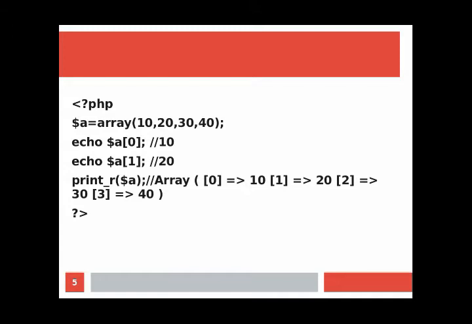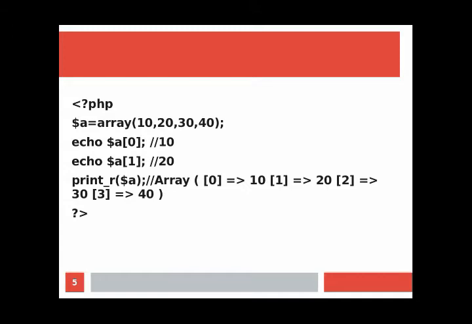Then we'll print the first element with echo $a[0]. So it will print 10. Here 10 is the output which is given in the comment. Then the next statement, echo $a[1]. Here it is actually the second element, but in an array we access it as $a[1], which will print the value 20. Then the third statement, print_r($a).